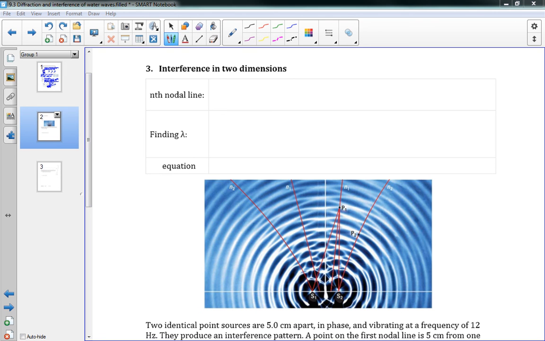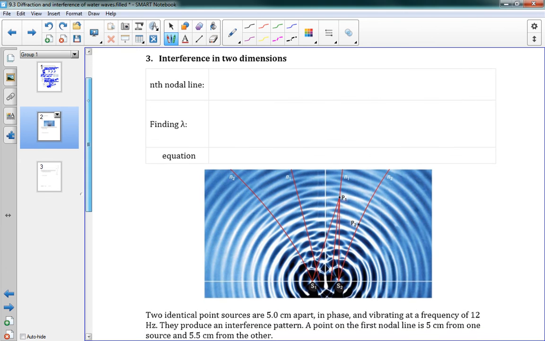So this is actually just continuing from the last page, because that was interference in two dimensions as well, that picture that we looked at with all the overlapping lines. We have another one down here, which is an actual picture of a ripple tank. It's a bit harder to see some of the details on that one, but we're going to be using that to talk about the math on this page.